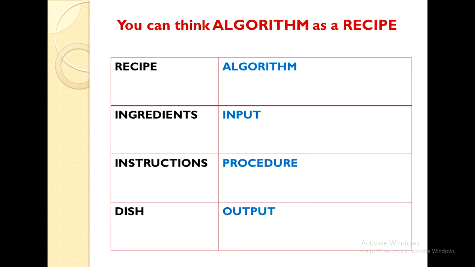The same thing with algorithm. We have said that algorithm is a step-by-step procedure. So algorithm is a procedure, recipe is a procedure. In a recipe we have ingredients. Ingredients are what you put in or what you have, the components that you have. In algorithm we have input. What are the values that we have? X, Y, Z. We have instructions in the recipe, and in algorithm we have the procedure, the steps that are there. Then at the end of the recipe you get a dish. At the end of the algorithm you get the output. So it is very easy to understand algorithm when you understand a recipe.